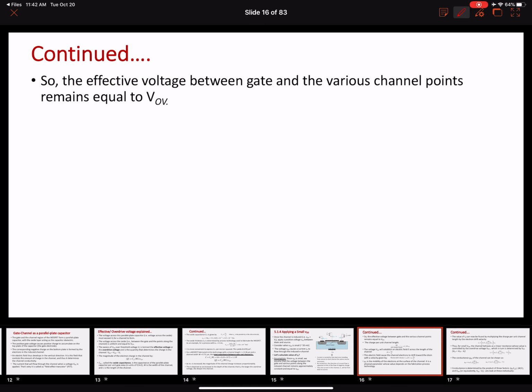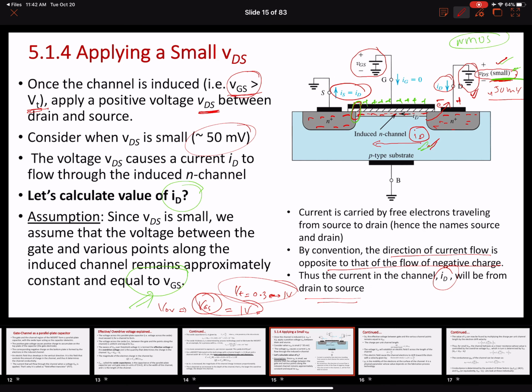Okay, so we talked about this again. The effective voltage between the gate and the various channel points remains equal to the overdrive voltage. Let's define one more thing. What we are trying to do here is apply a smaller VDS value and derive the drain current, and we will also see on what factors the conductivity of this channel depends after applying the VDS value as well.